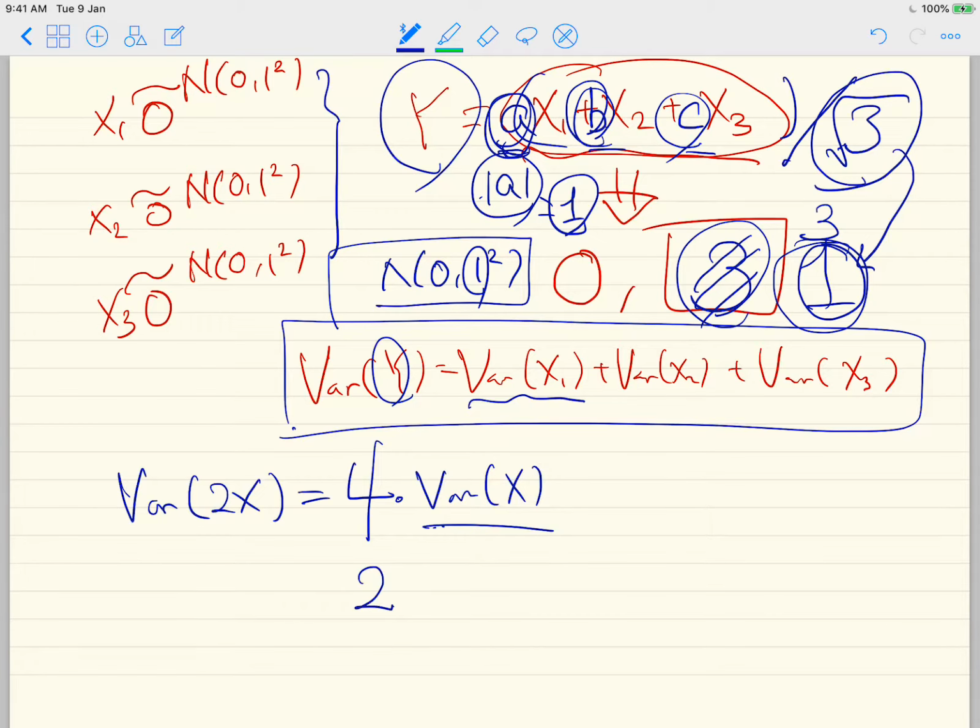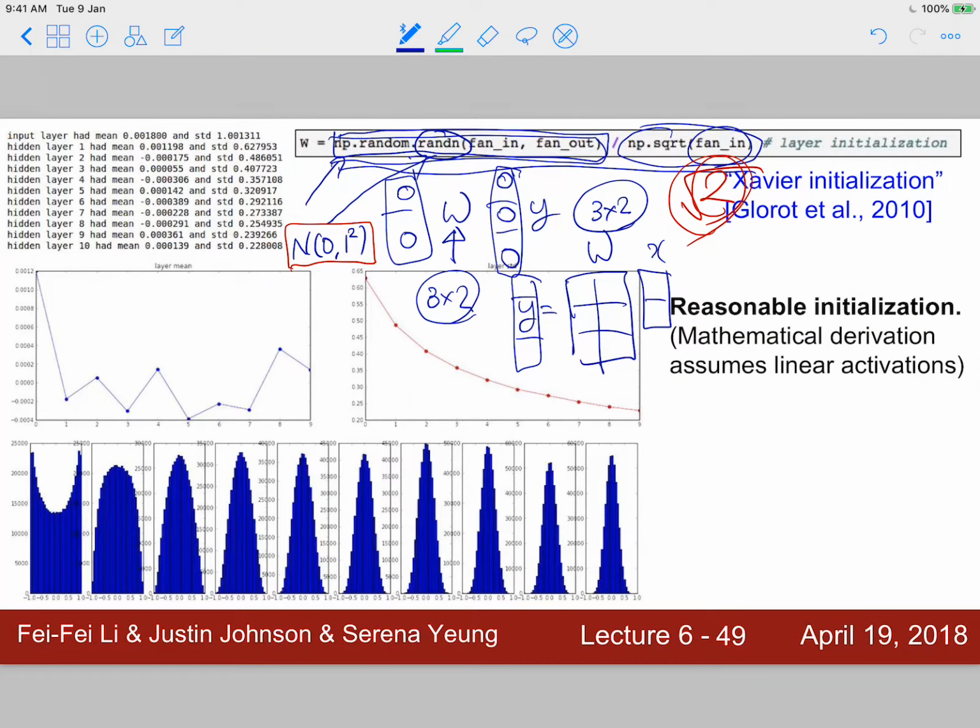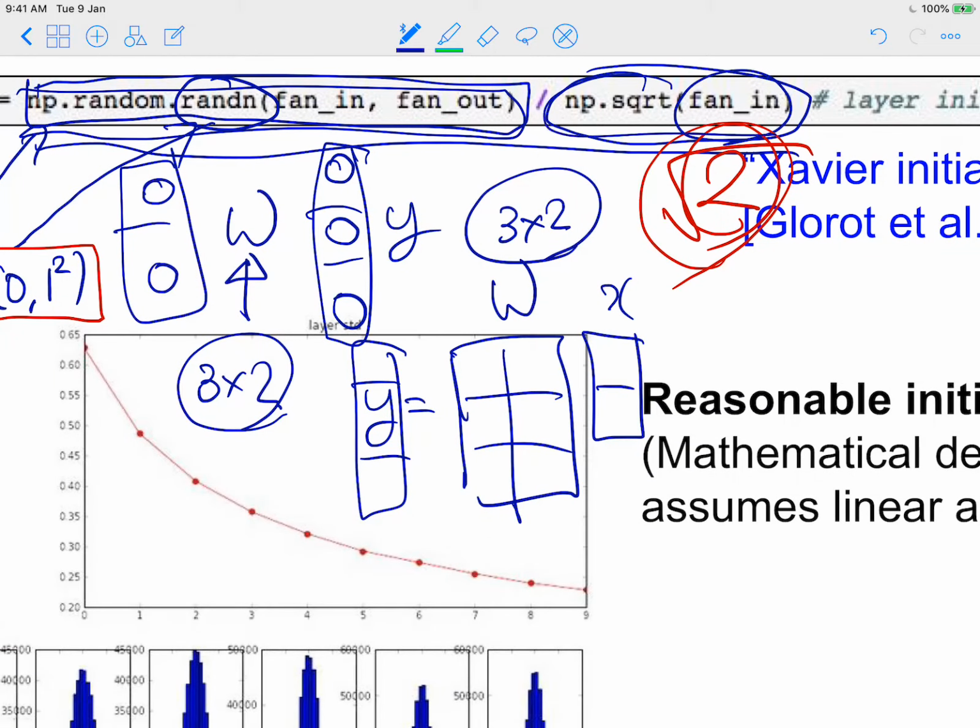Okay, so this one is actually playing the role of dividing by the square root of the number of input nodes, so that the variance of each output node remains the same as the variance of each input node.